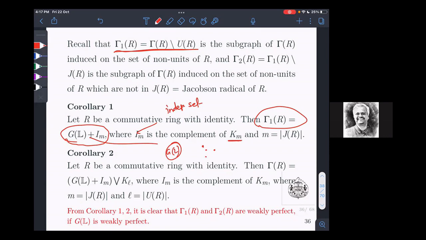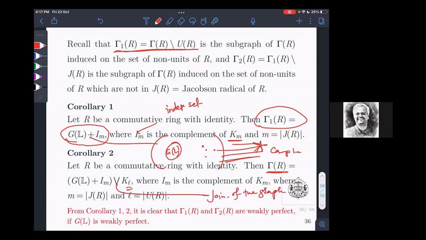Okay. Now, once you have this, how will you get gamma R? Gamma R is this graph and KL. Now here you have a complete graph. Let us say this is my complete graph. Then all these lines will be joined. This is the join of the graph. So how to define join?